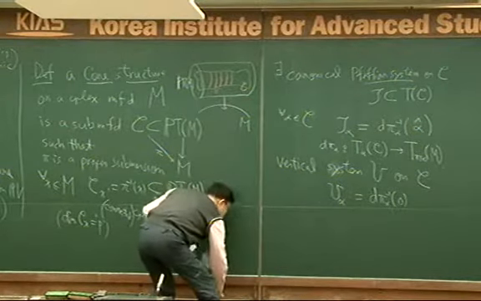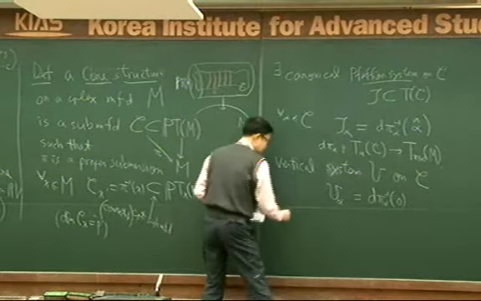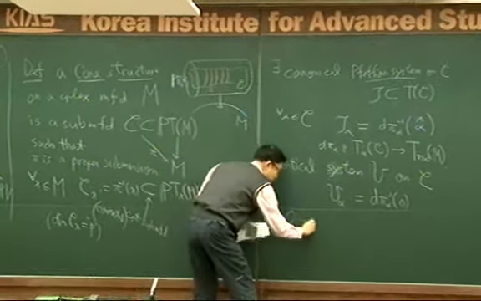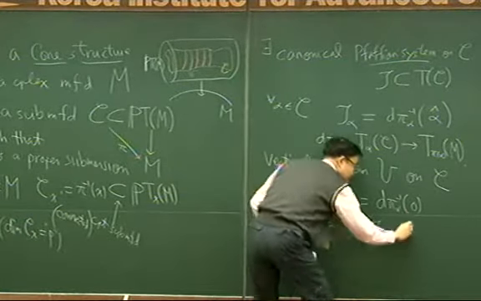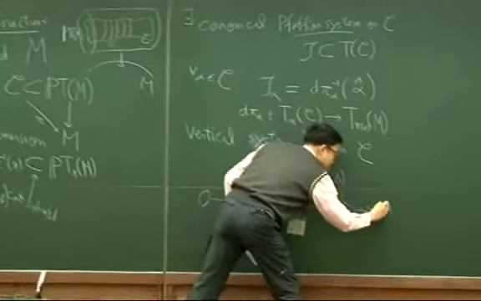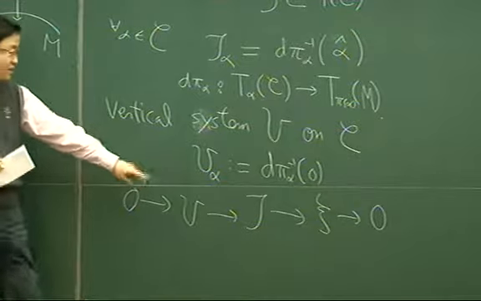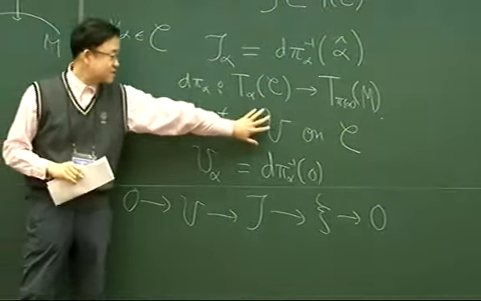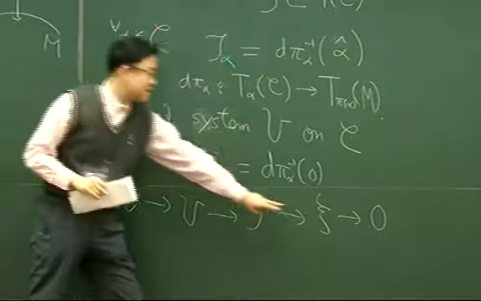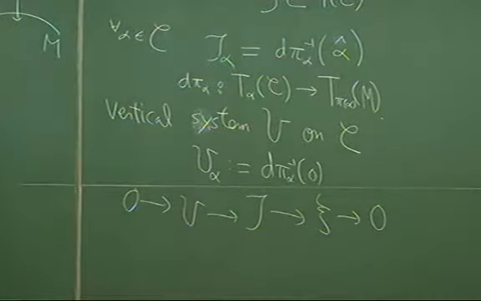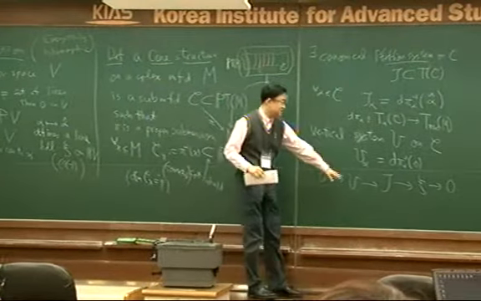Now, by the very definition, we have an exact sequence from 0 to V to T to the tautological line bundle to 0. We have a natural exact sequence relating this vertical distribution. This guy is certainly inside this T, and the quotient is exactly the tautological line bundle. So you have this natural exact sequence.